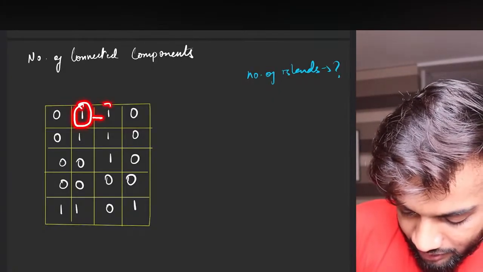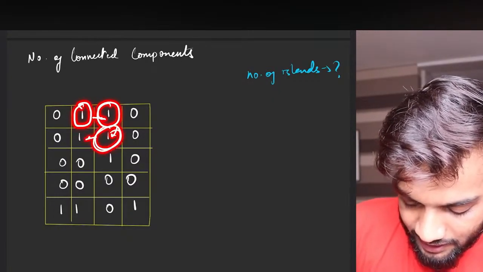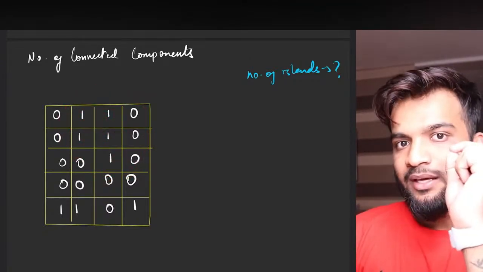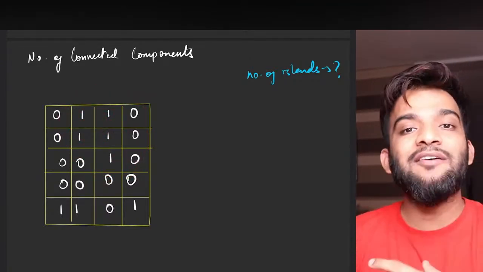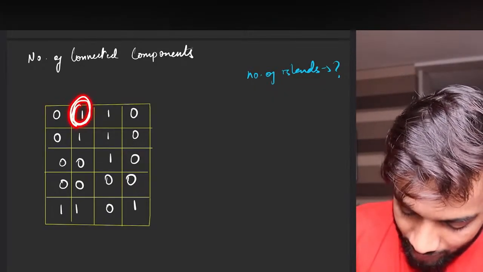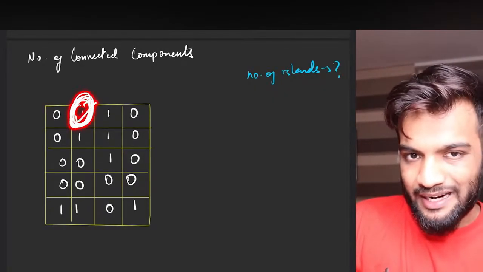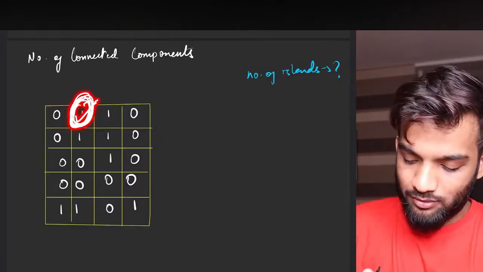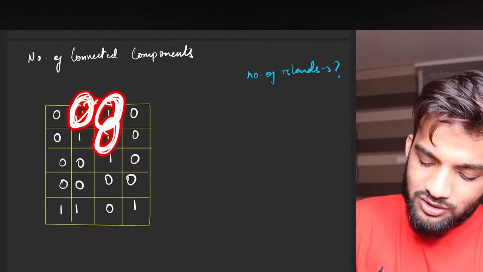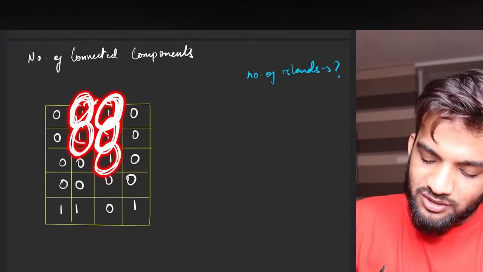Carefully observe. This guy is connected to this guy. This guy is connected to this. This guy is connected to this. So if I start a traversal, it can be any traversal, BFS, DFS, it doesn't matter. If I start a traversal from a 1, it will make sure it traverses the nearest one.